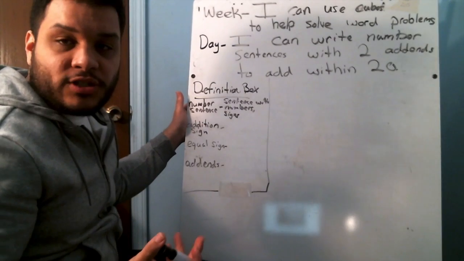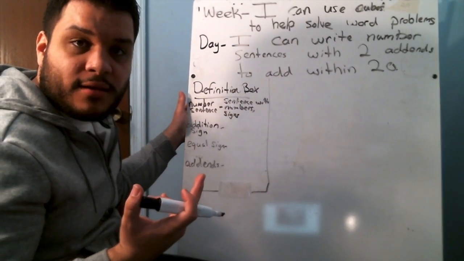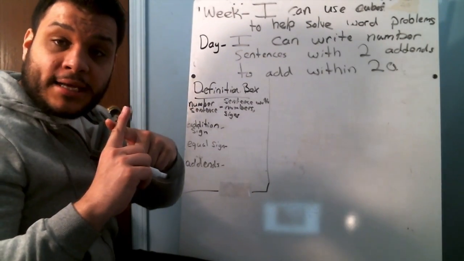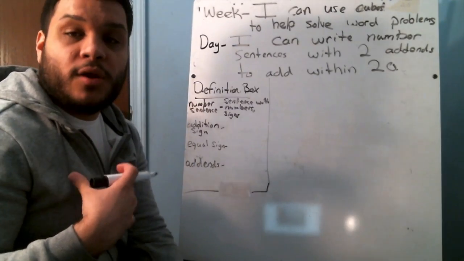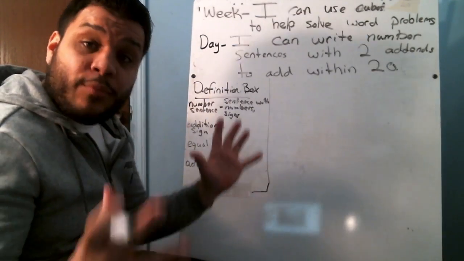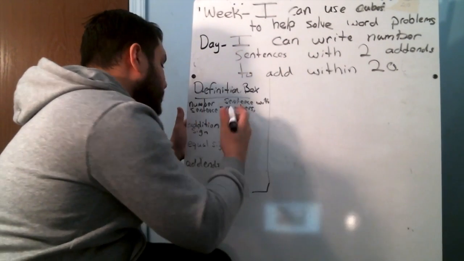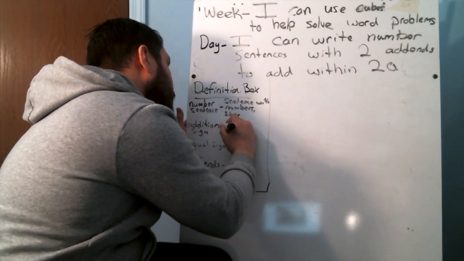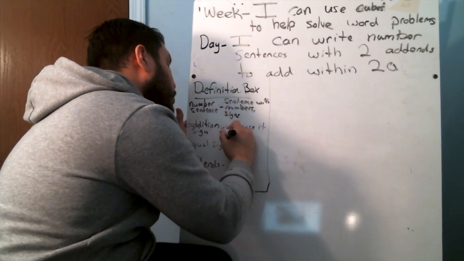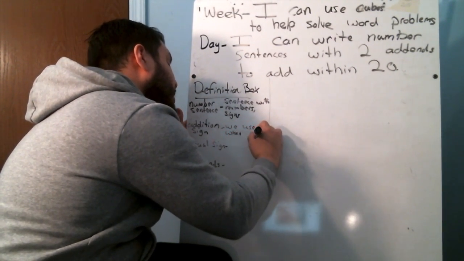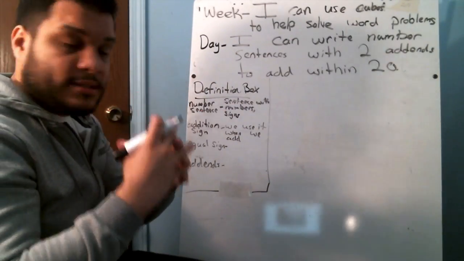Well, what is an addition sign? Can you explain what an addition sign looks like? Kind of looks like a T or a cross. And what does that addition sign let me know? That we're putting 2 numbers together. So addition sign is what we use when we add. And it brings 2 numbers together.